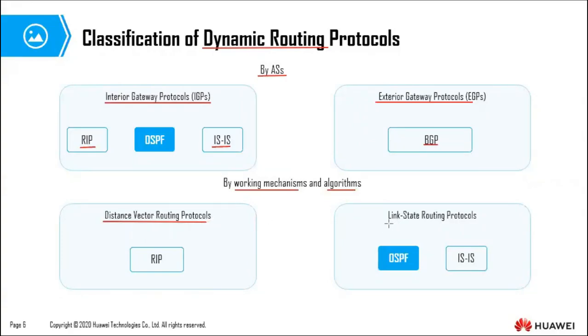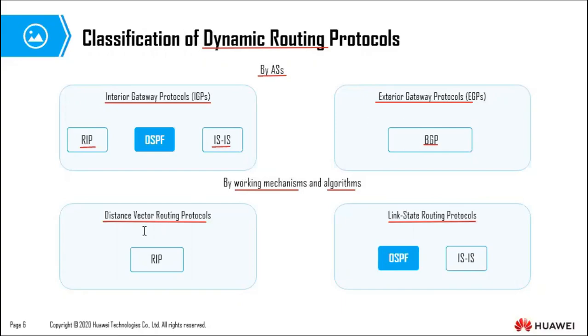Then the other type of routing protocols is called link state routing protocols. Link state looks at the state of the link using metrics such as the link bandwidth, for example what we're going to be calling the cost when we are dealing with OSPF. So OSPF and IS-IS are both link state routing protocols.